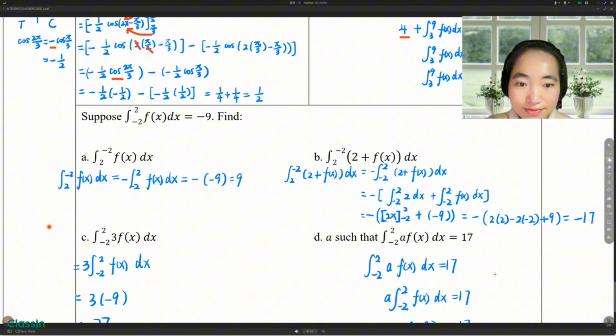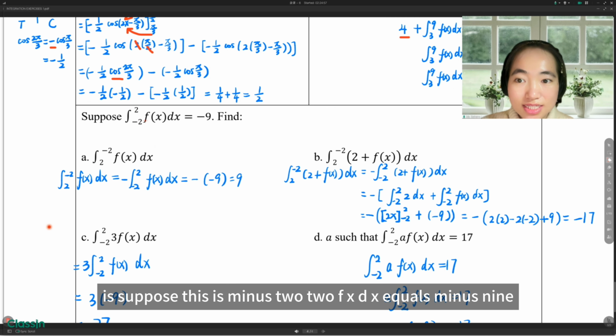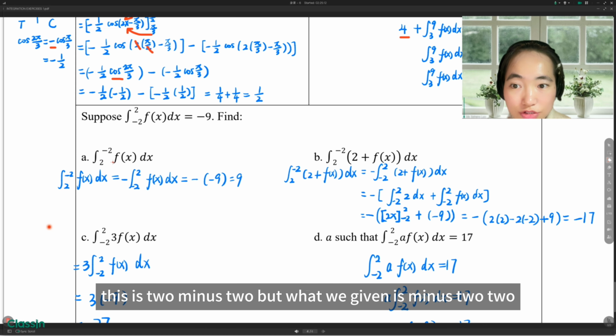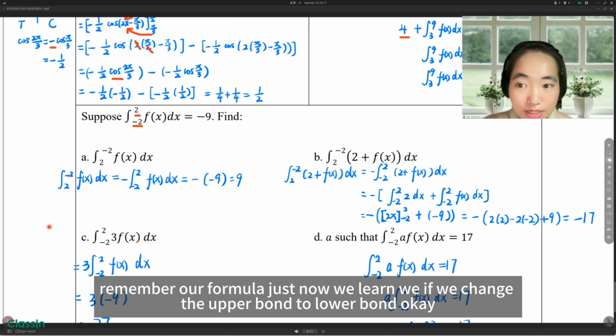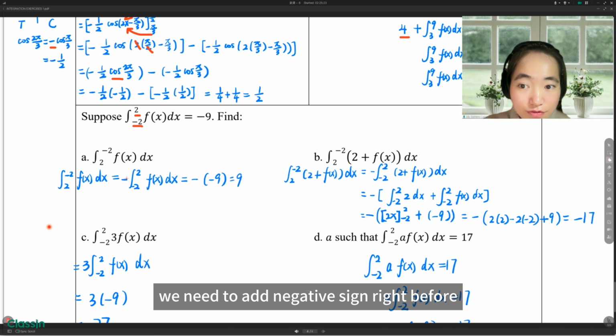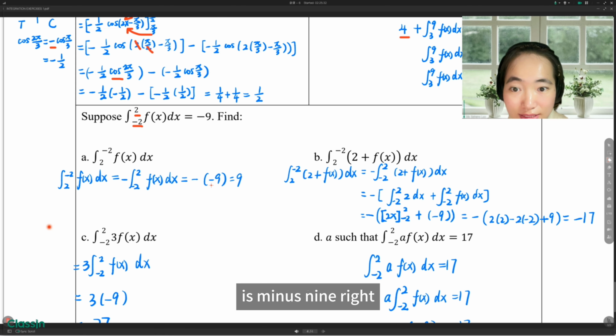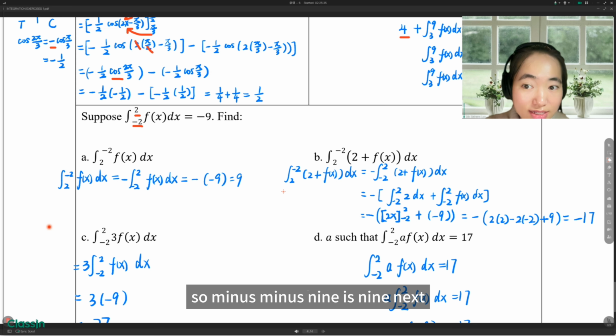Okay, next. We suppose the integral from -2 to 2 of f(x) dx equals -9. Find, first, the integral from 2 to -2 of f(x) dx. Okay, remember we said, okay, this is what we need to get, right? This is 2 to -2. But what we are given is -2 to 2. Remember our formula we learned just now? If we change the upper bound and lower bound, we need to add a negative sign before. So 2 to -2 equals negative the integral from -2 to 2. And this is what we get, is -9, right? So minus -9 is 9.